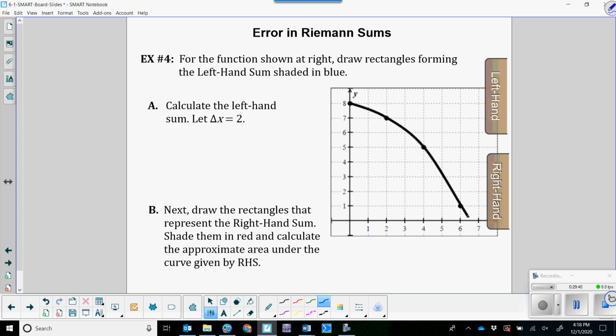calculate the area from 0 to 6, because we're going to let delta x equal 2, which means I want the width of my rectangles to be 2 wide. So here's one, here's the second one, and here's the third. Okay, so there's my rectangles.